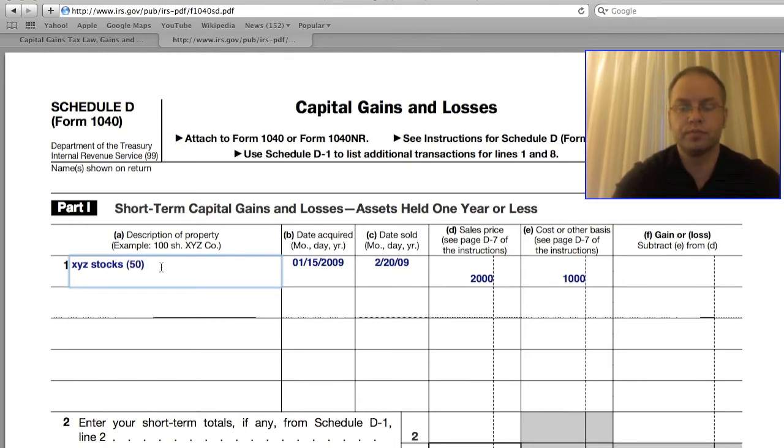50. Okay. So that would translate, we had a sales price of $2,000, 50 stocks, so we're looking at $40 a share is what you sold it at. You bought it for a total of $1,000. That's going to mean you paid $20 a stock. So you doubled your money. So your gain is the difference between D and E. So now your gain is $1,000.